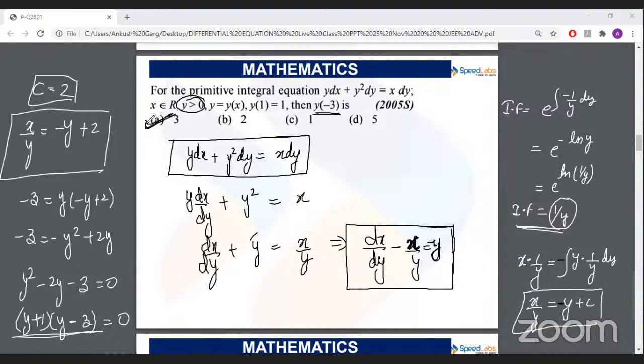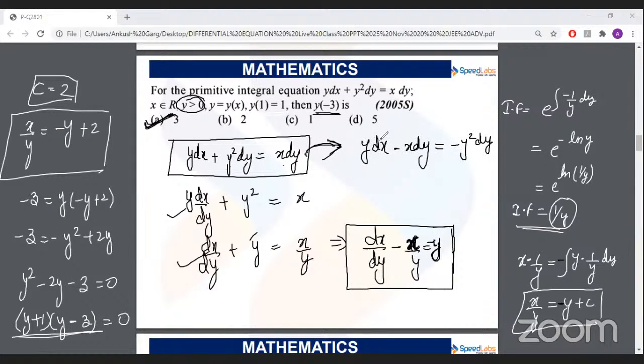That means the correct answer is y equal to 3. Okay, so we are finally able to convert it into the form of a linear equation in x. Alright, a linear differential equation in terms of x. But there is one more method using which you can solve this differential equation. If I take this x dy on the left hand side, this will become y dx minus x dy equal to minus y square dy.